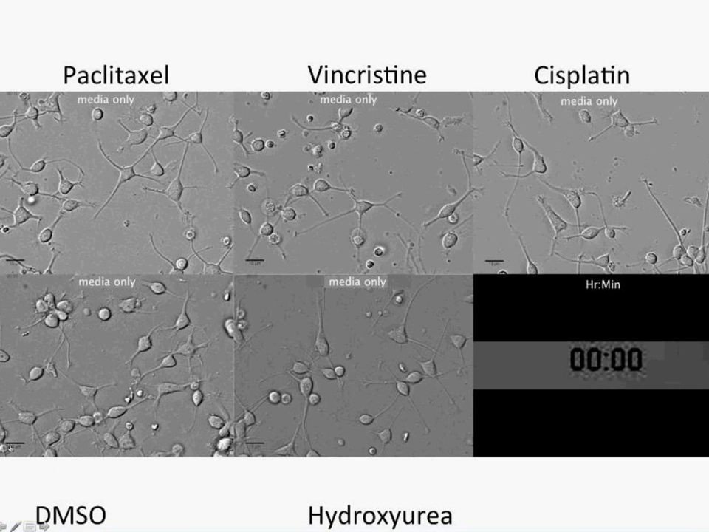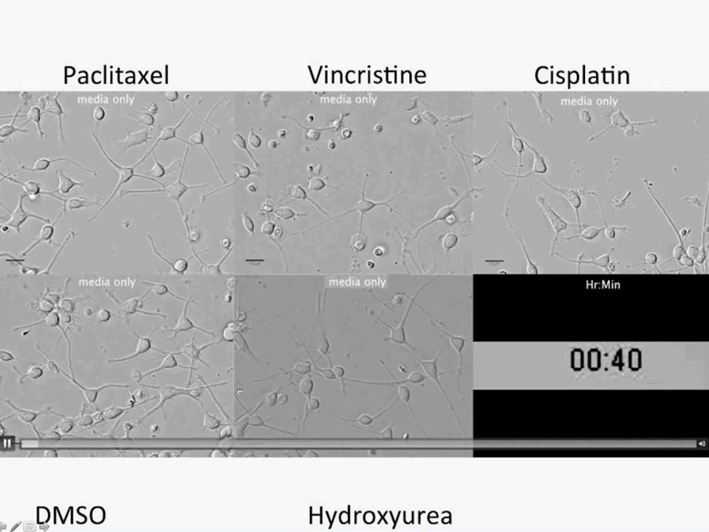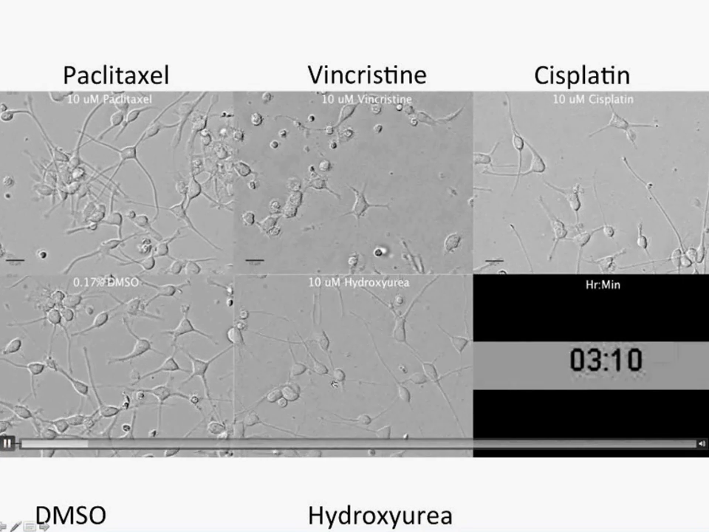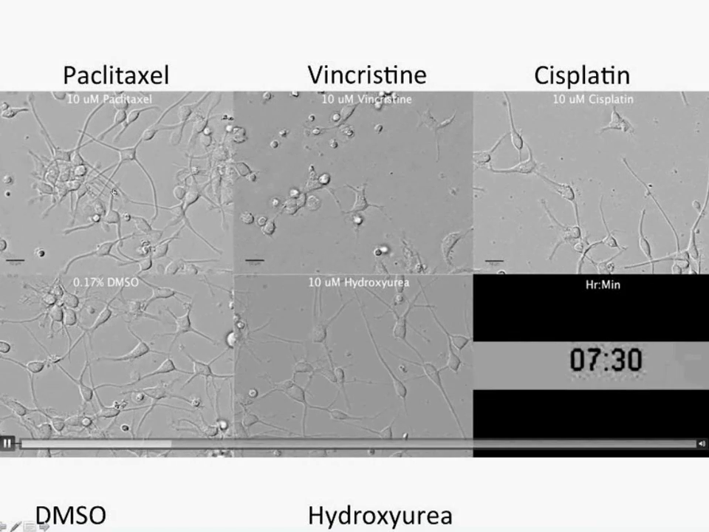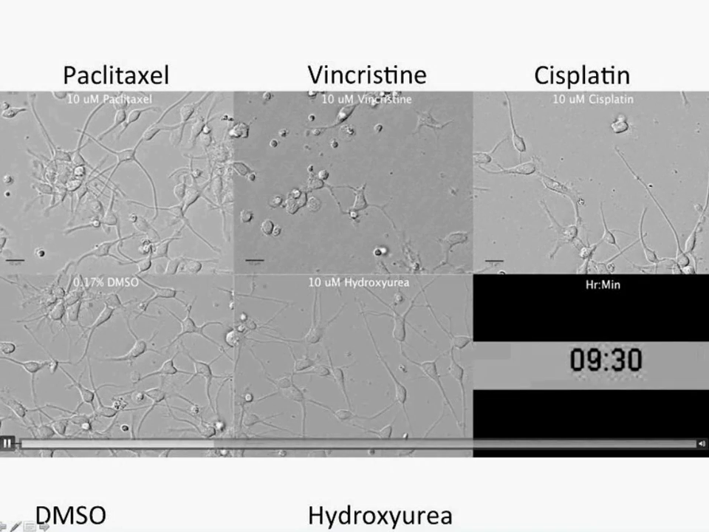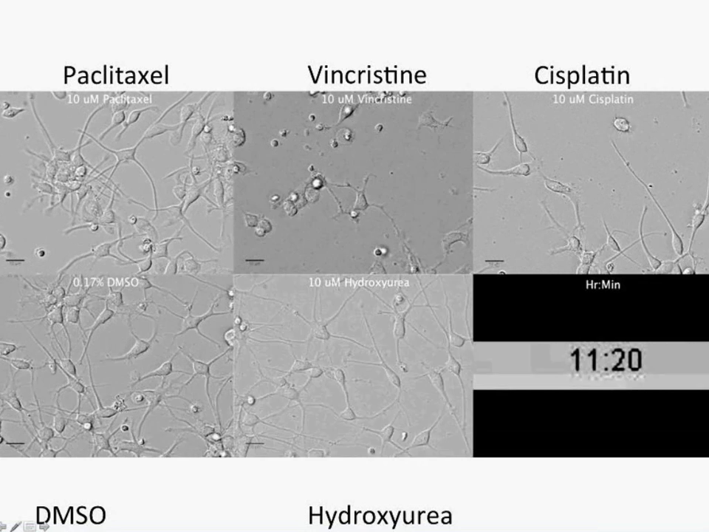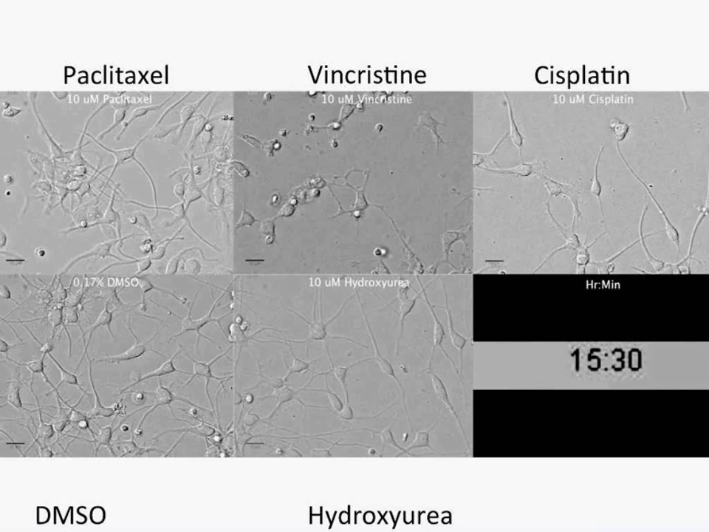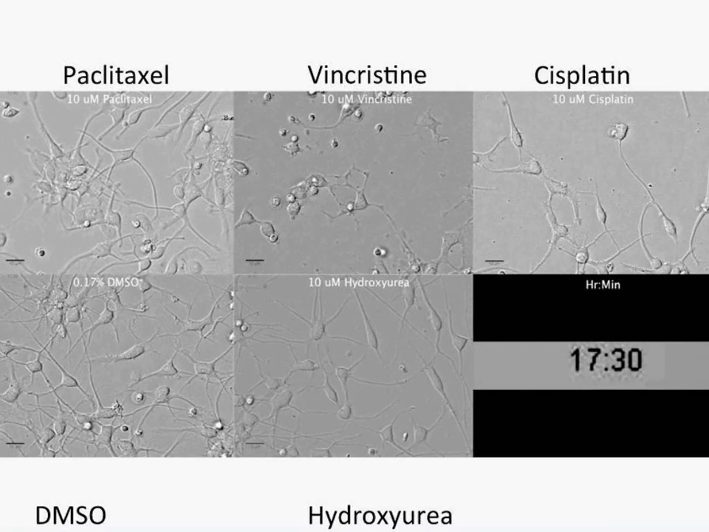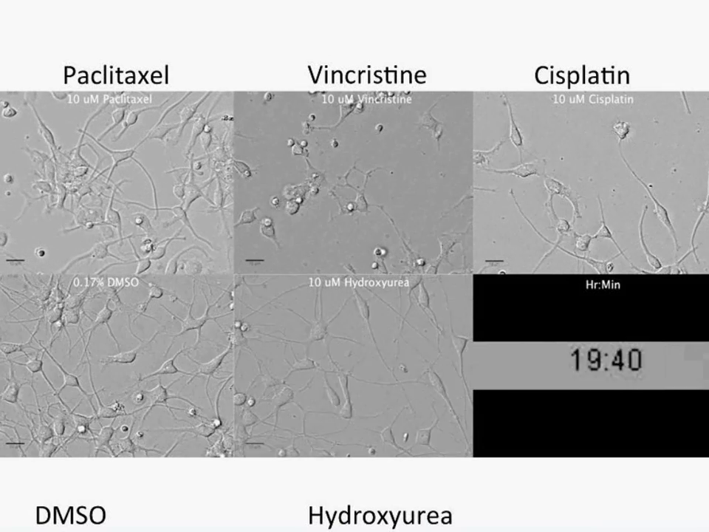And then this will be the last movie I show. This is just contrasting all of the different agents, in which now you're looking at the two controls on the bottom. And you're looking at the effect of paclitaxel, vincristine, and cisplatin, just to contrast the different agents. And again, this is over 33 hours. We're just taking images every 10 minutes and putting them together in a montage to create a movie.